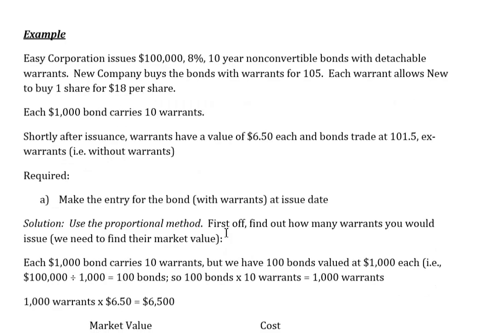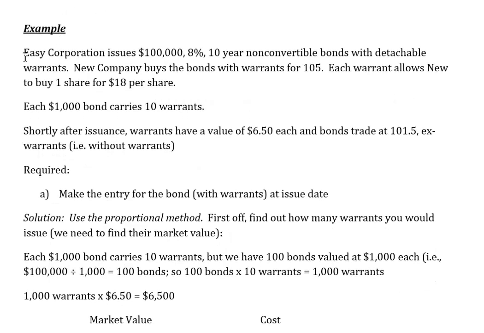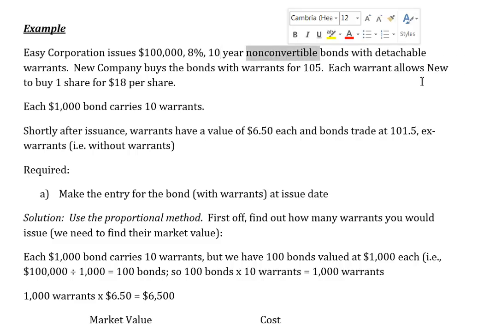So let's take, for example, our Easy Corporation here, and they issue a $100,000 bond with an 8% coupon. It's a 10-year term, or it matures in 10 years. And notice the bond is non-convertible, because we did say when you have warrants, they're associated with non-convertible bonds. They're detachable warrants, meaning that we can clip them and exercise the warrants to get shares at a fixed price.